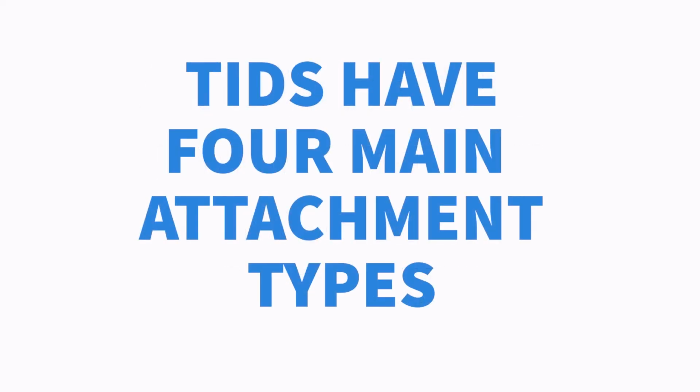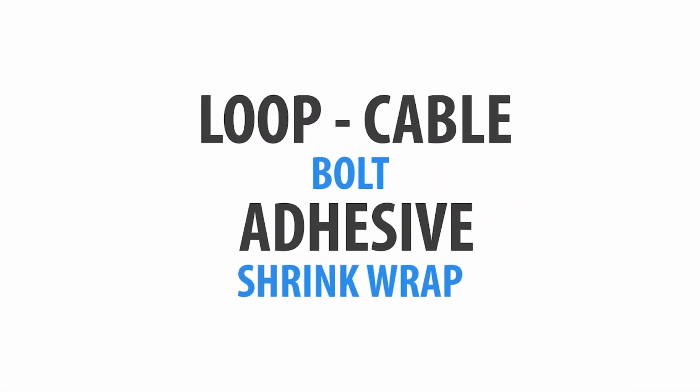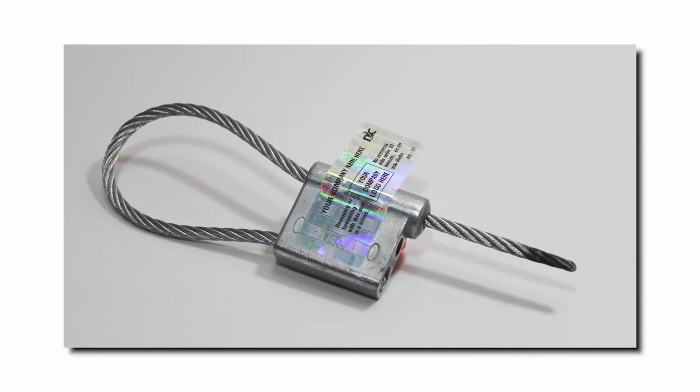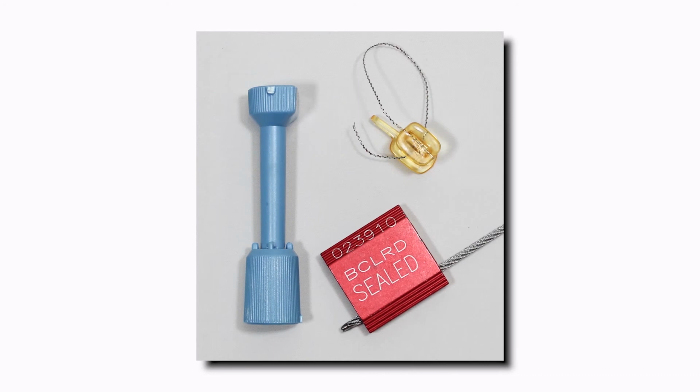TIDs have four main attachment types: loop or cable, bolt, adhesive, and shrink wrap. Each attachment type has its own strengths and weaknesses. Often, the attachment type must be selected based on the restraints of the container it is to be used on.